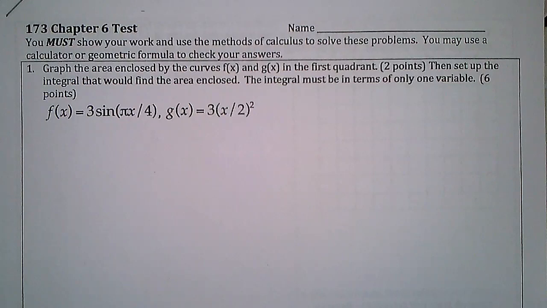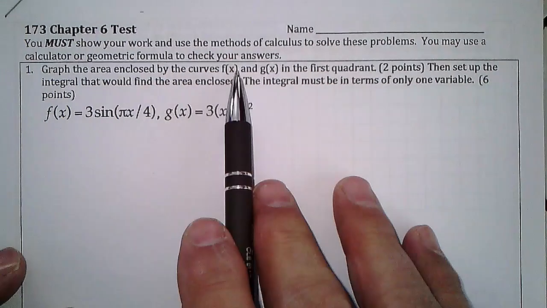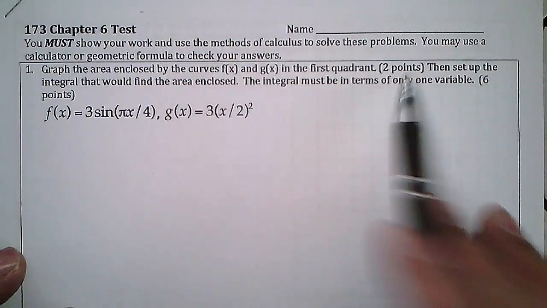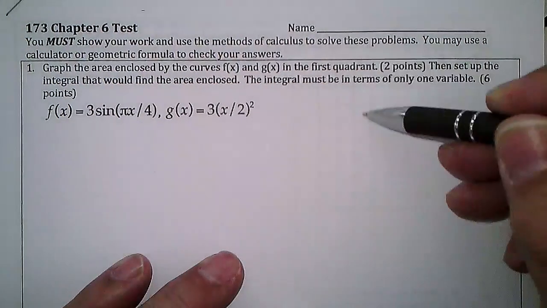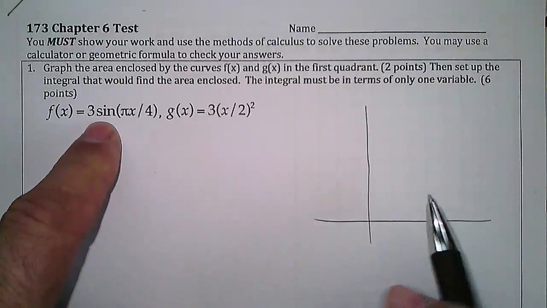Do the Chapter 6 test. Graph the area enclosed by f of x and g of x in the first quadrant. So I'm going to graph it in the first quadrant. And so let's see.